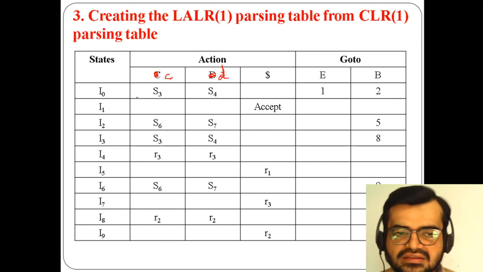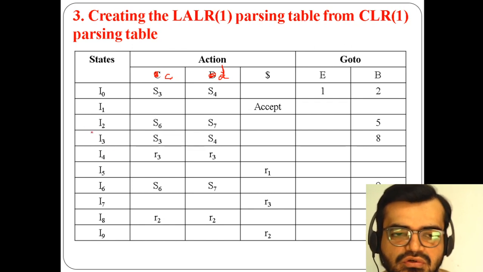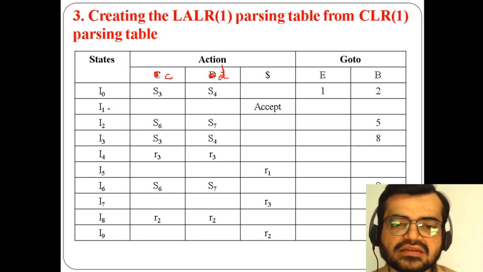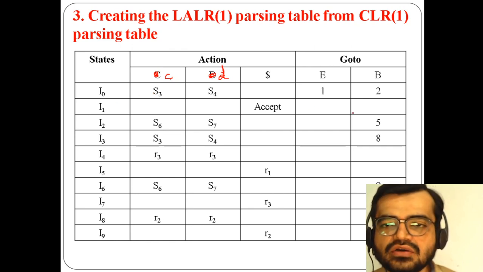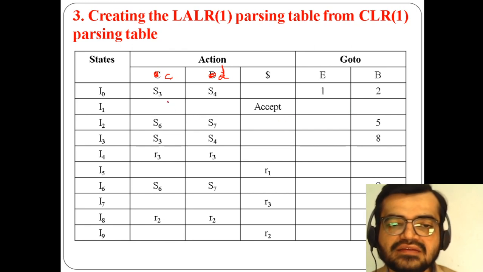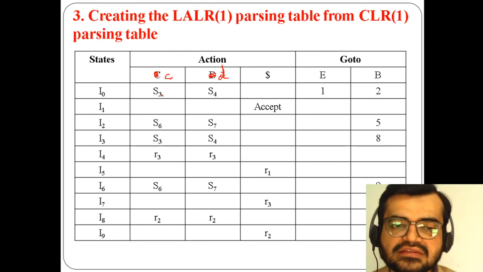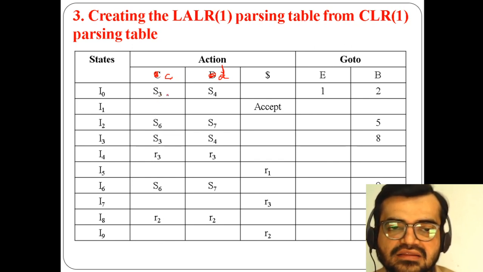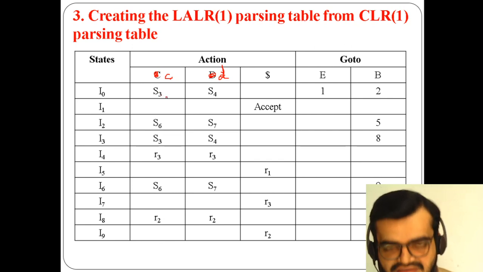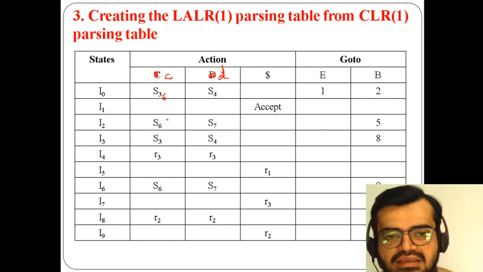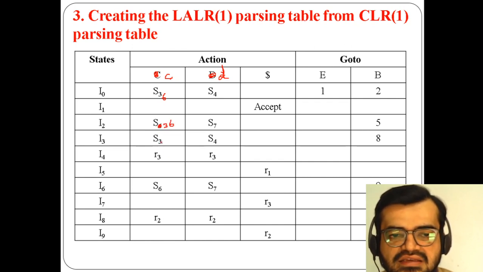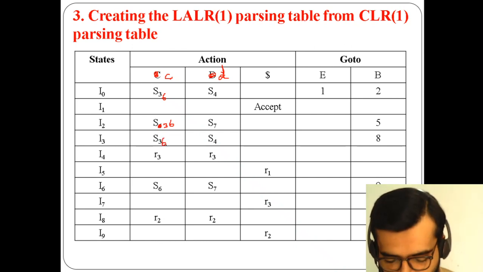Now what we have to see is that, as I said, I3 and I6 are the same. Wherever 3 is there, in a shift operation or in the states, and also in the goto operation, we need to merge them: wherever 3 is there we make it I36, and wherever 6 is there we make it 36. So here 3 is there, so I need to make it S36. Here also 6 is there, so instead of 6 I have to make it S36. Here S3 is there, I need to make it S36. So I'm merging the states, right?